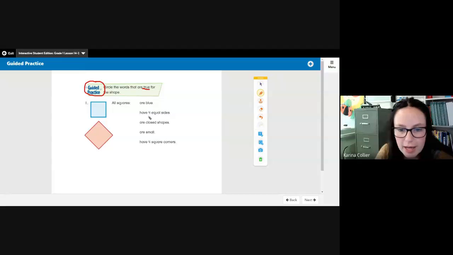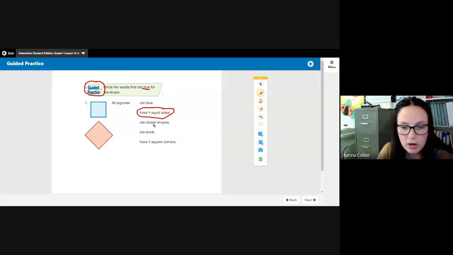But let's go to our next one. All squares have 4 equal sides. We do know that this is true because that is what makes a square, 4 equal sides. You can also look at our pictures over here and see that all 4 sides of the square are equal. So I am going to circle this, and I want you guys to circle it as well in your workbook.